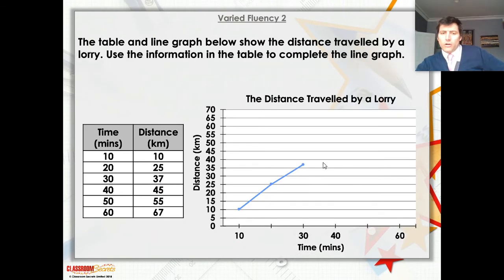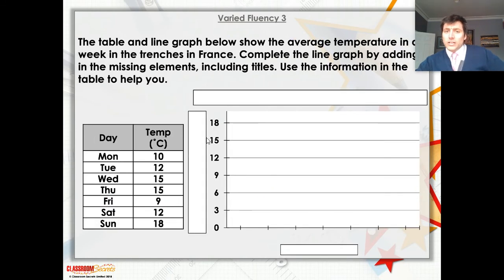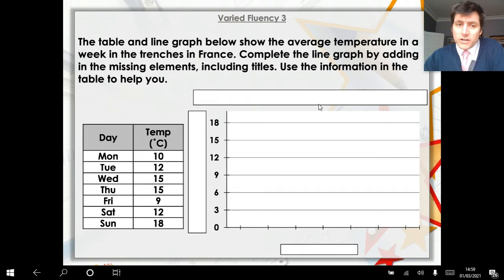Okay, and here we've got a lorry that would have been servicing them on the front line, and the lorry's distance travelled, and we can see this continuation for the amount of time it took for it to travel the distance. The x-axis here shows the time, the y-axis up here shows the distance that the lorry had travelled. Think about the trenches in France. So this is the average temperature for the trenches in France at a certain point.